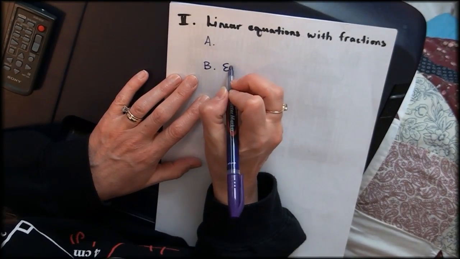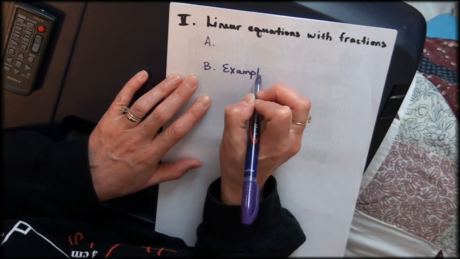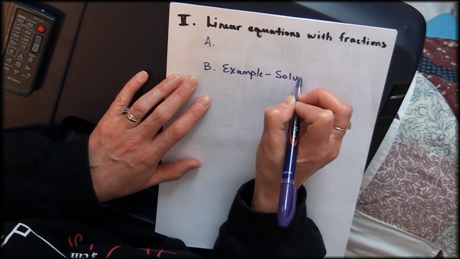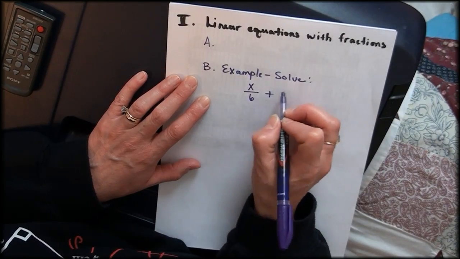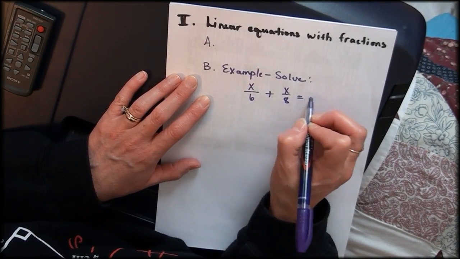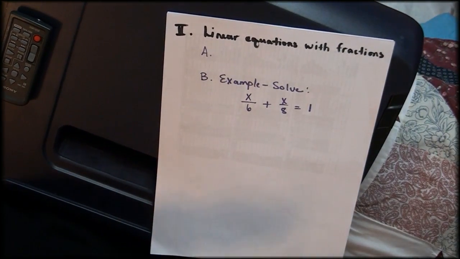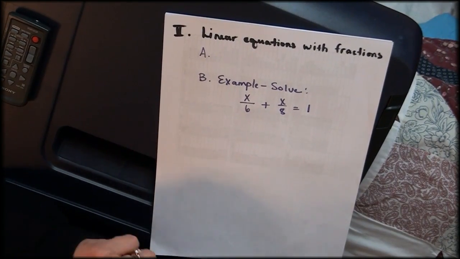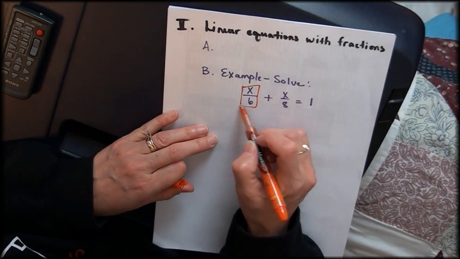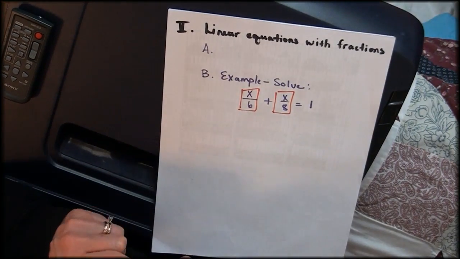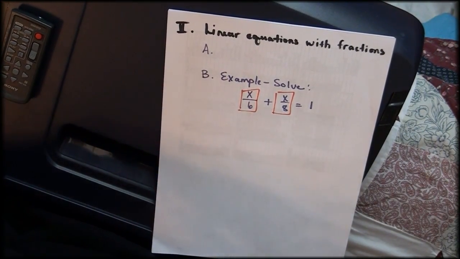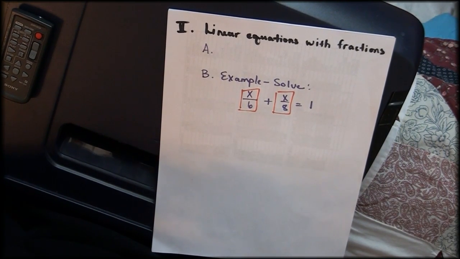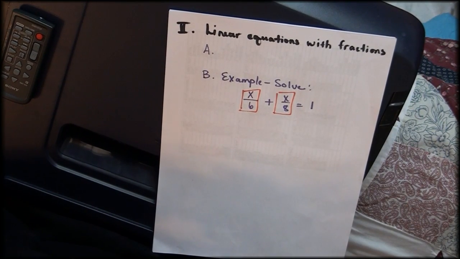I want to take first a look at an example so this will make a little bit more sense. Let's say that we've got the equation x divided by 6 plus x divided by 8 equals 1. Now you know that what's happening here is we've got two fractions that are being added. And recall that when you add fractions, what is it that you have to do in order to add fractions? Yeah, that's right. You got to get a least common denominator.